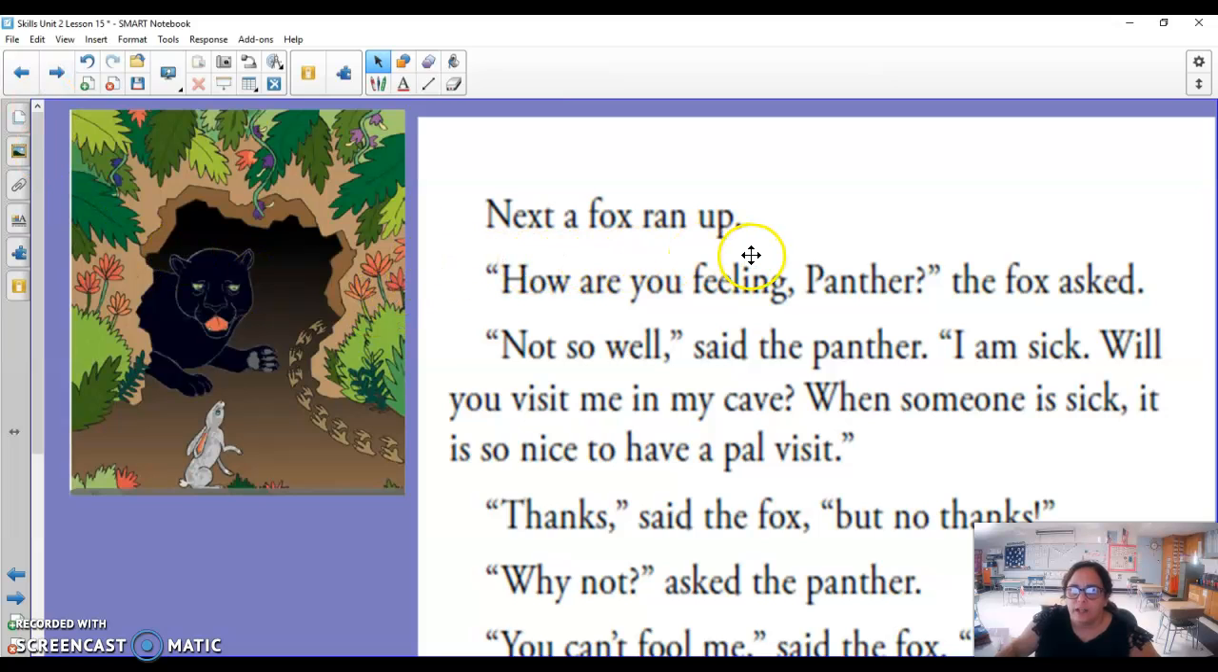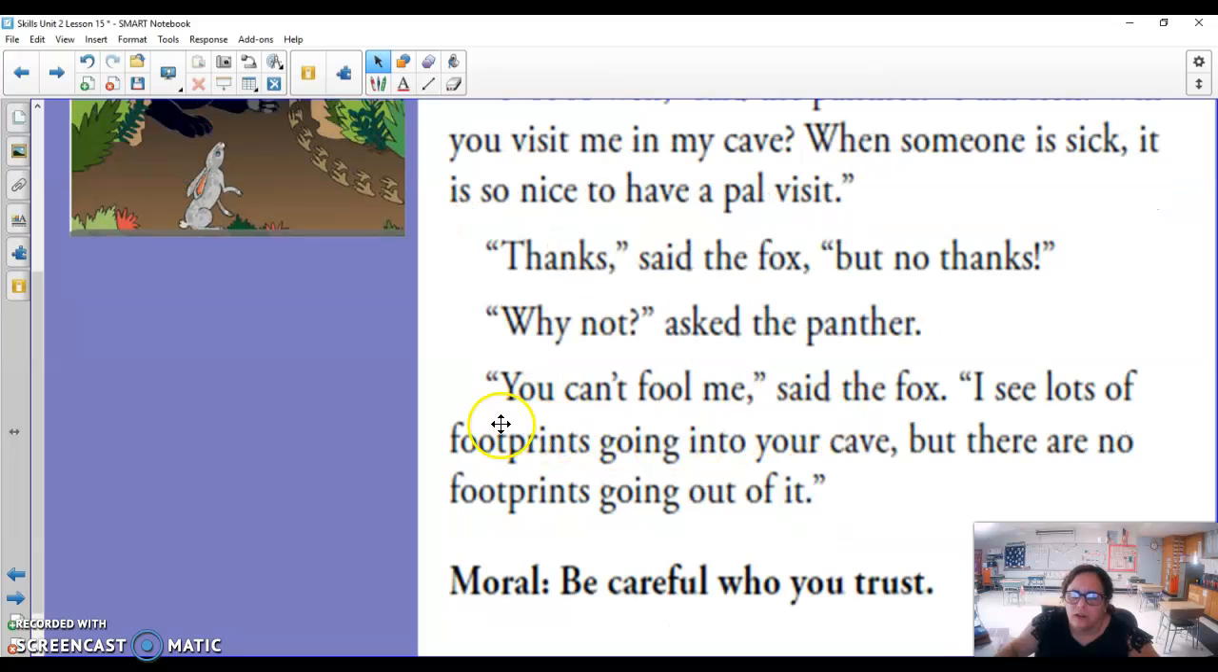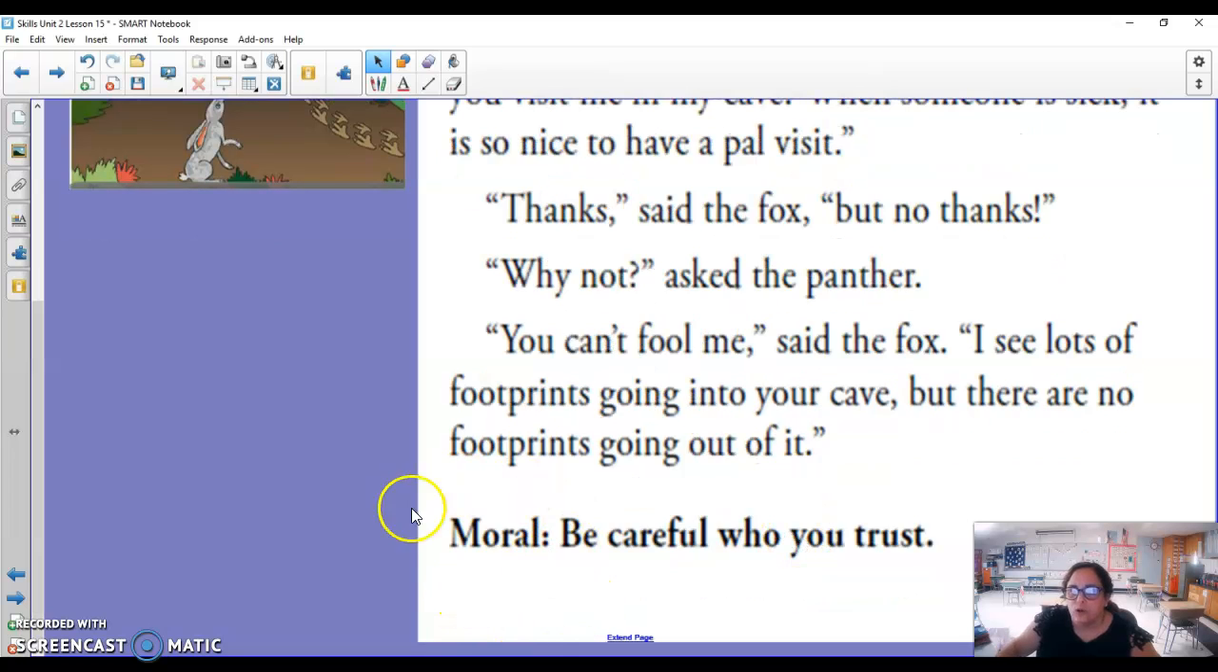"Next, a fox ran up. 'How are you feeling, Panther?' the fox asked. 'Not so well,' said the panther. 'I am sick. Will you visit me in my cave? When someone is sick, it is so nice to have a pal visit.' 'Thanks,' said the fox, 'but no thanks.' 'Why not?' asked the panther. 'You can't fool me,' said the fox. 'I see lots of footprints going into your cave, but there are no footprints going out of it.'" So the moral of the story is, be careful who you trust.